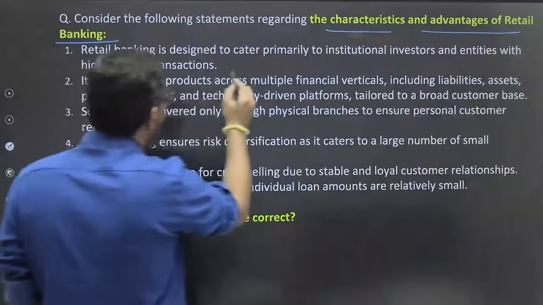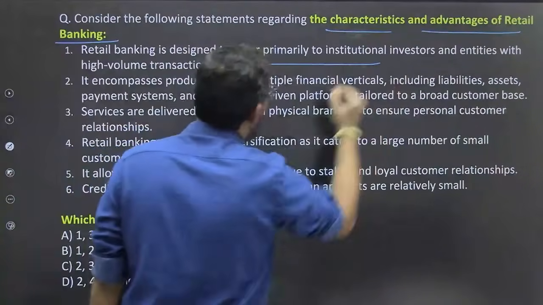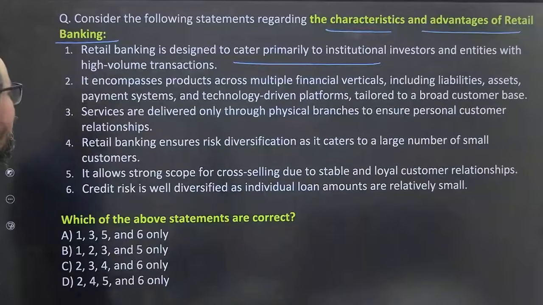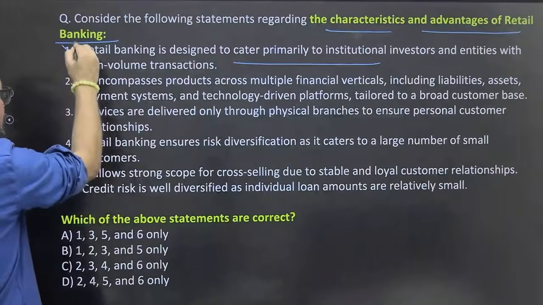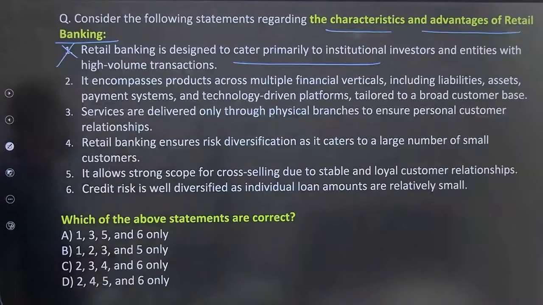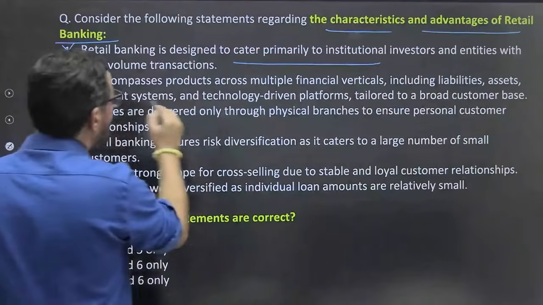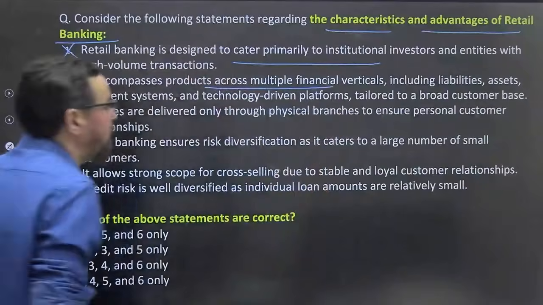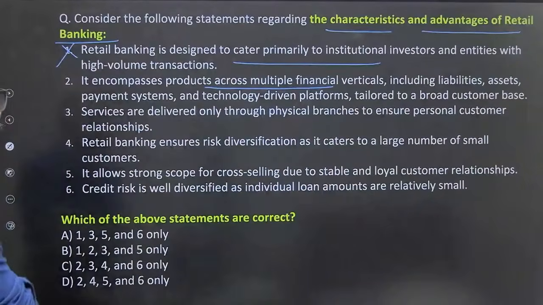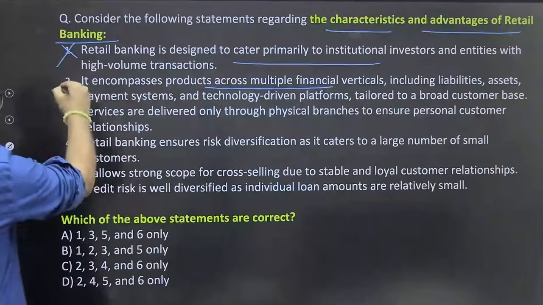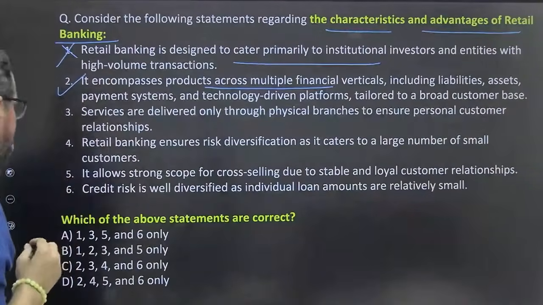Retail banking is designed to cater primarily to institutional investors and entities with high volume transactions. The first is wrong. The major focus is the masses. Second, it encompasses products across multiple financial verticals including liabilities, assets, payment systems, and technology-driven platforms, tailored to a broad customer base, which is the masses.